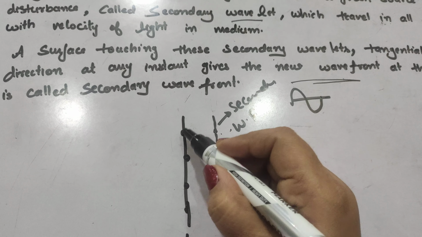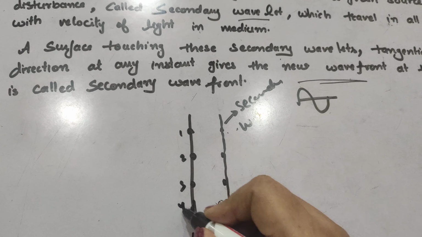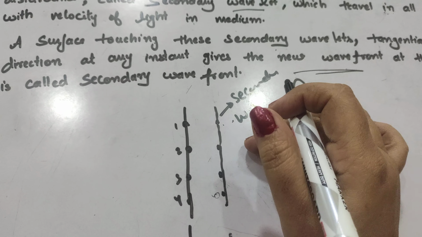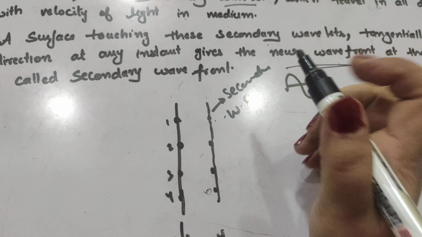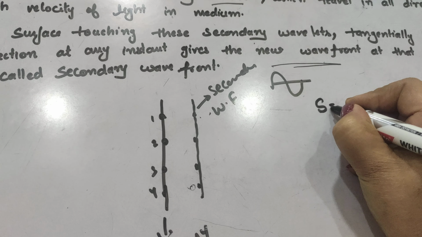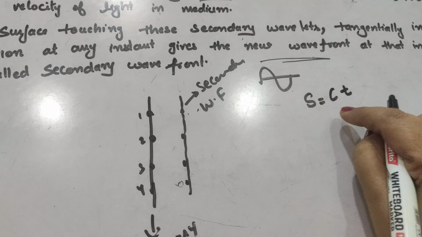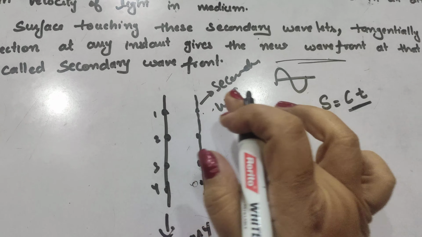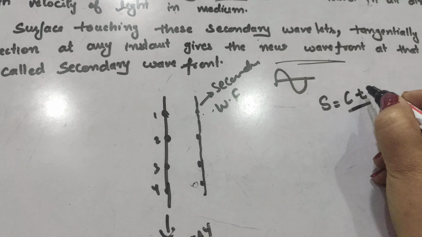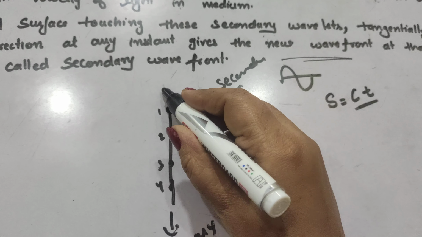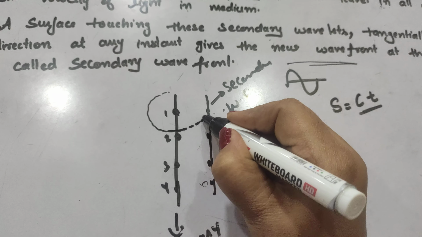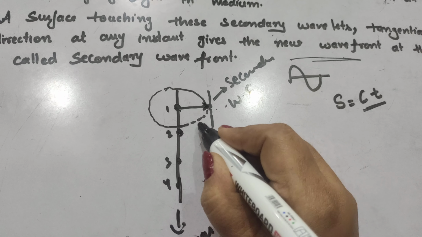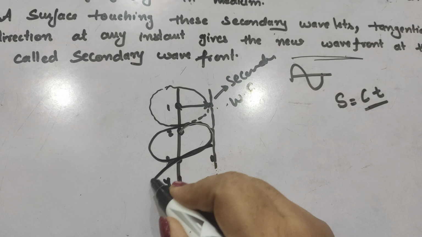Here we have considered the particles 1, 2, 3 and 4 on the primary wavefront. Now we know that these particles are vibrating in the same phase with the same speed in a given time t. So considering that the distance traveled by these particles is c into t, where c is the speed of light in a given medium and t is the time, c into t distance it will travel in a time t. So by considering that c into t is the radius, we can draw a circle touching these points. So this distance is ct and this is also ct. Similarly, all these are touching.